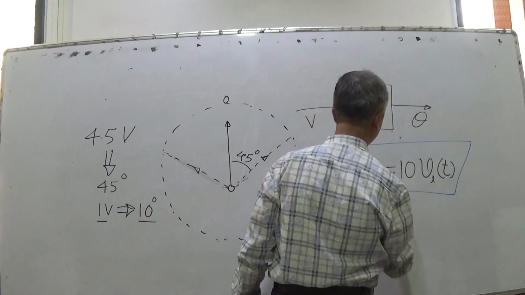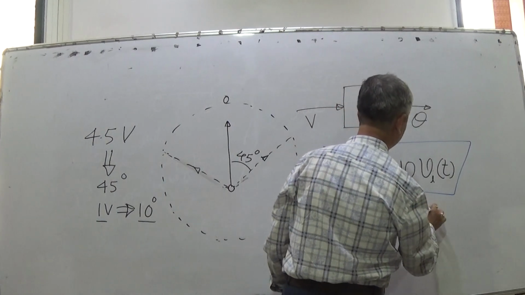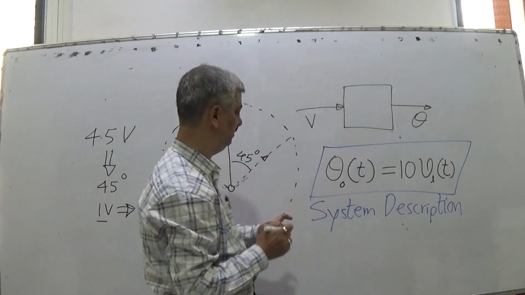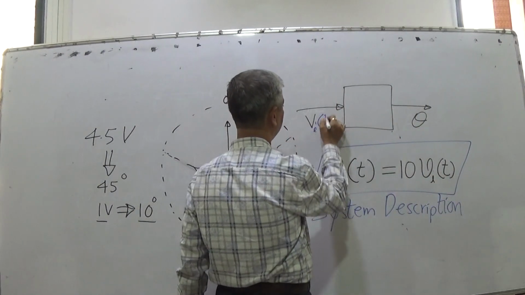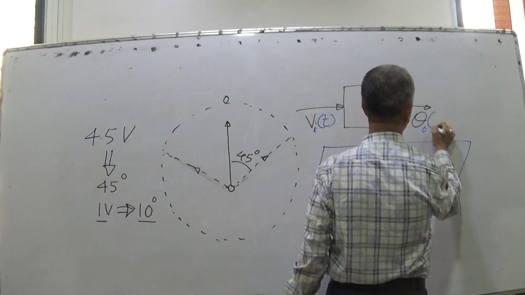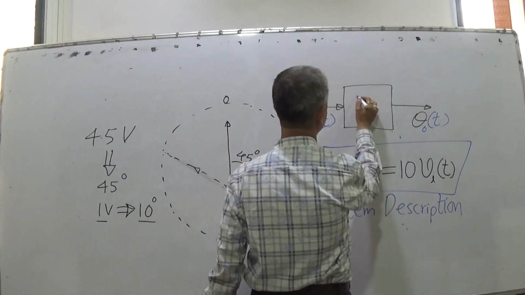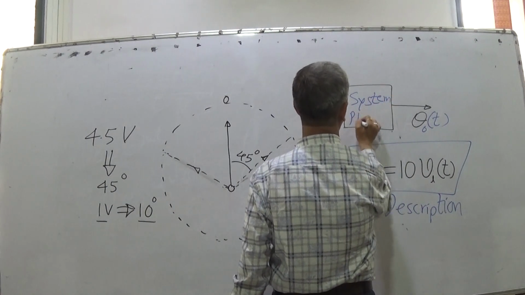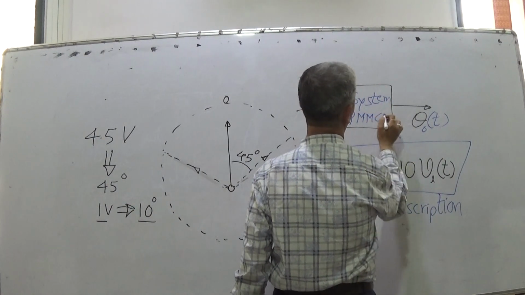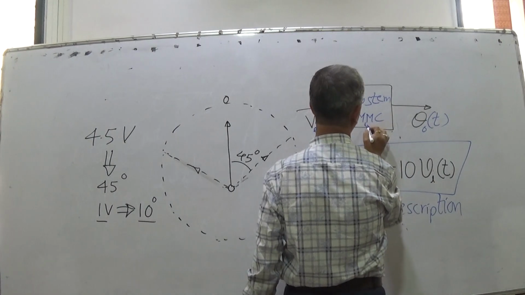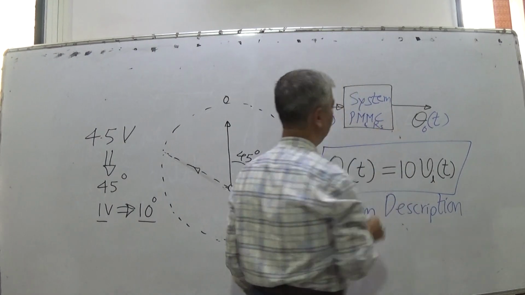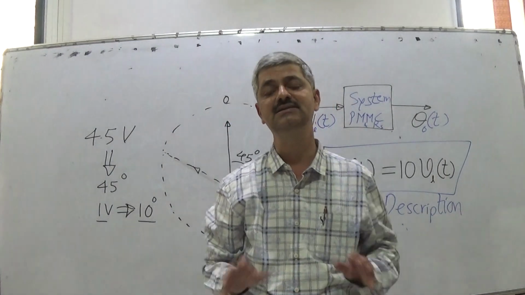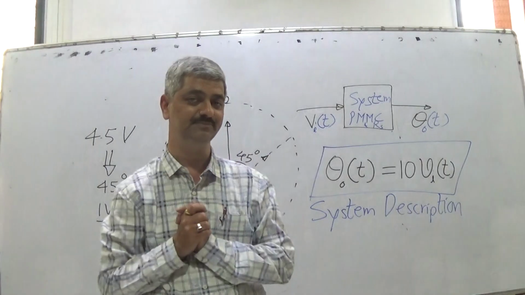What is a system? A system is having an input V_in(t) and output theta_o(t). This is a system which is a PMMC with some resistance RS. A PMMC and RS is a system, a voltmeter.